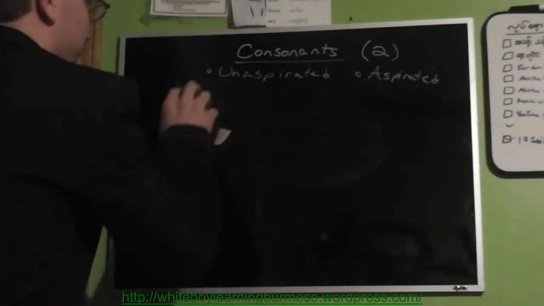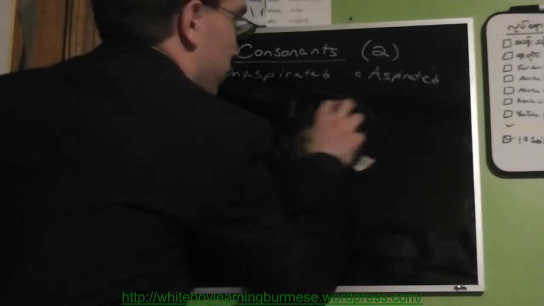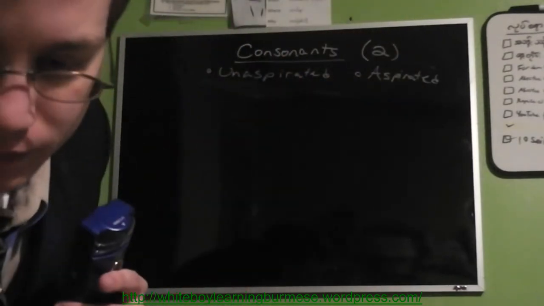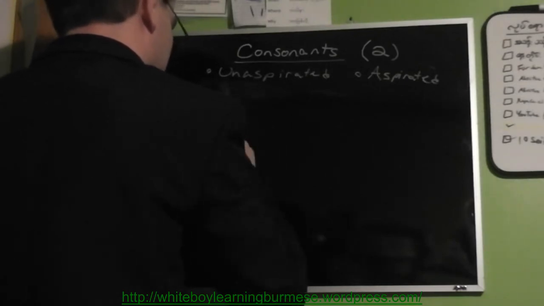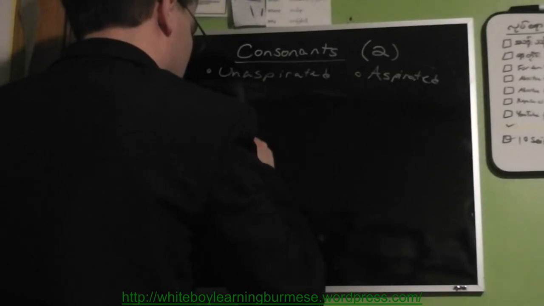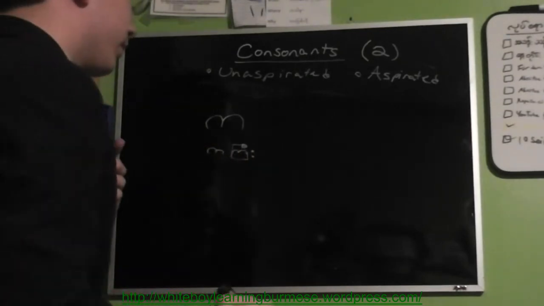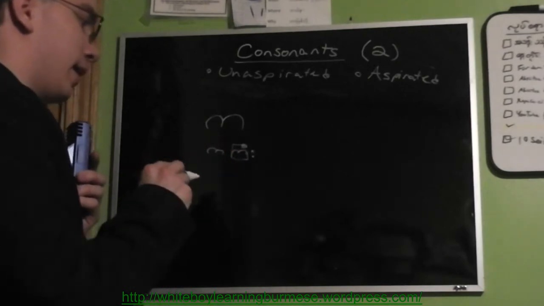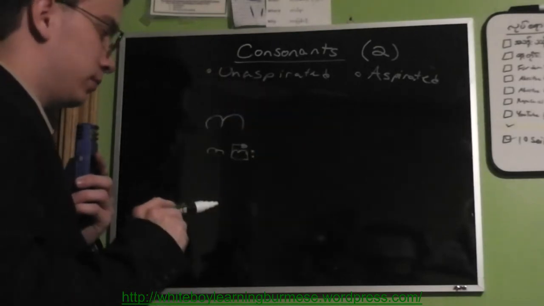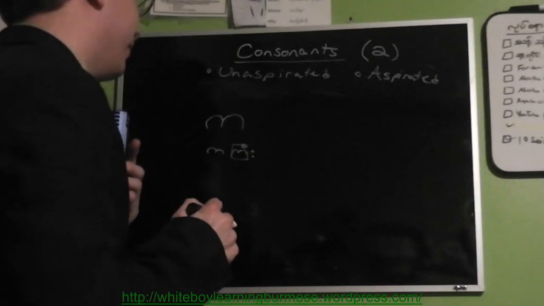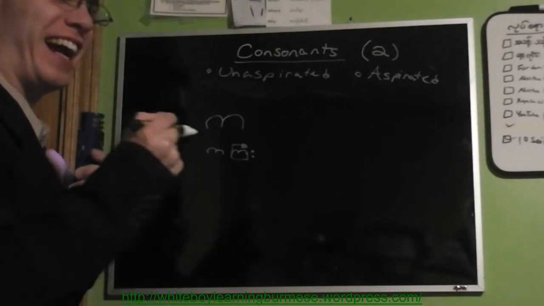So let's look at some Burmese examples of these consonants. You have the very first consonant, and I'll write the name. You may or may not be able to see the name, but that's okay. This is called Gaji. It literally means the great ga, or the big ga. What a nice way to start off your alphabet, calling the very first letter the great ga.